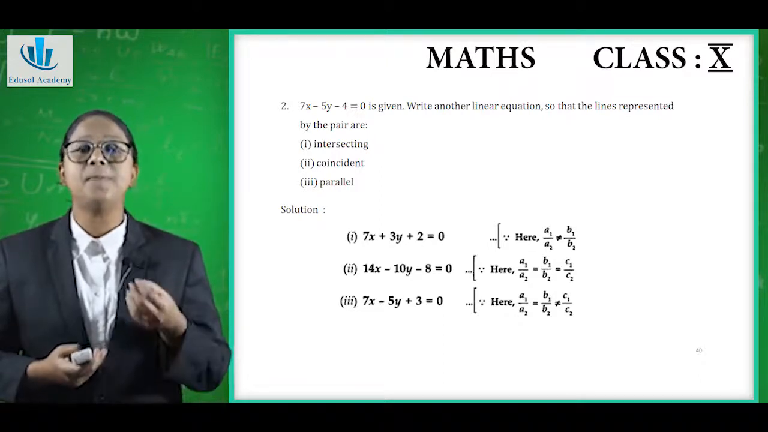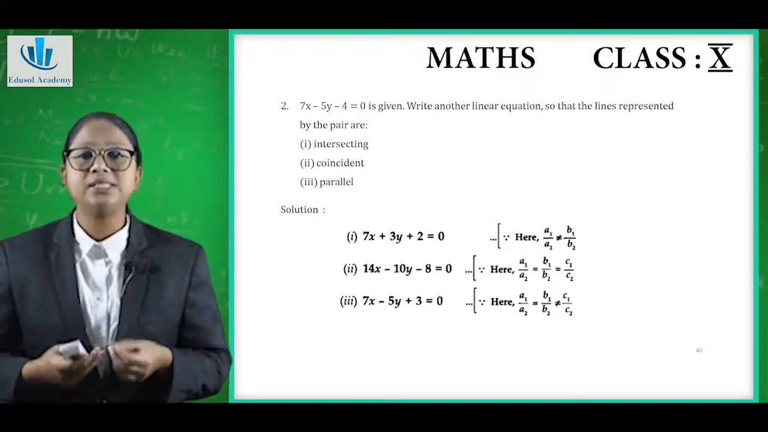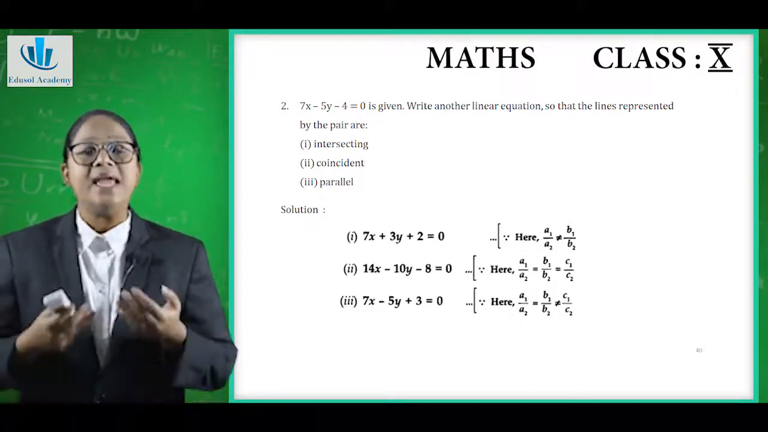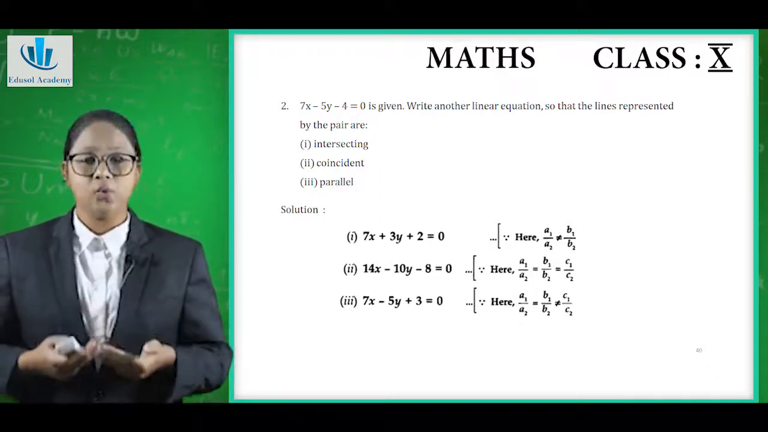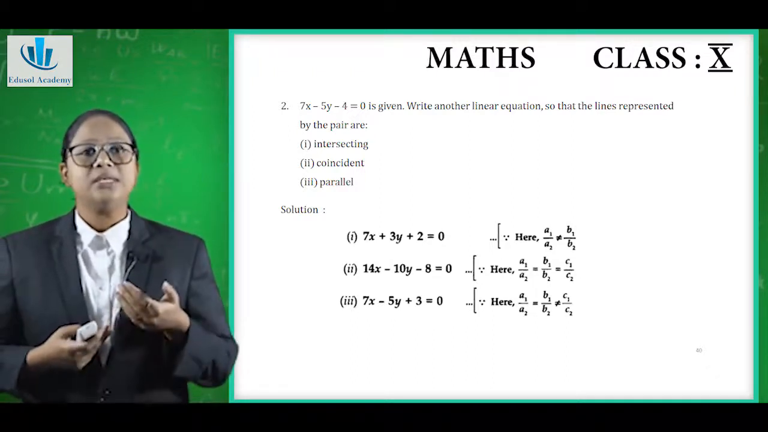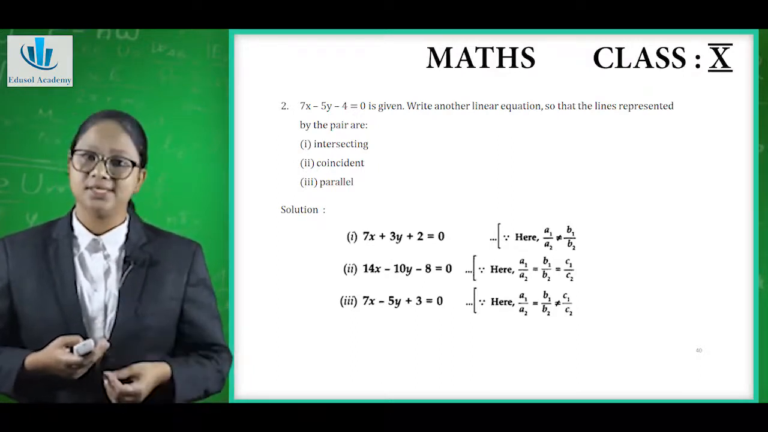Third question is to parallel. The lines should be parallel. No solution. What is the condition for no solution? A1 by A2 equal to B1 by B2, not equal to C1 by C2. So we have written 7x minus 5y plus 3 is equal to 0.